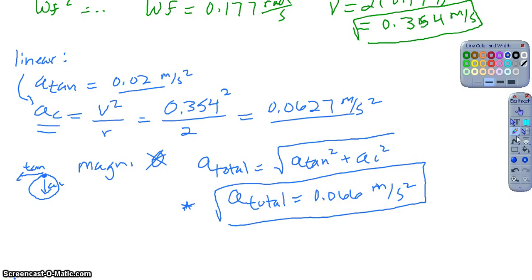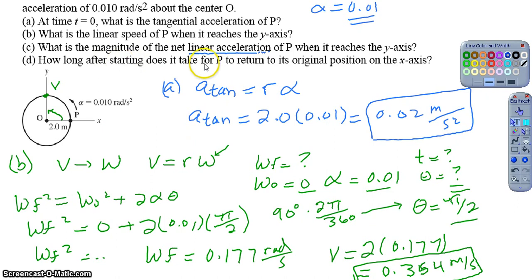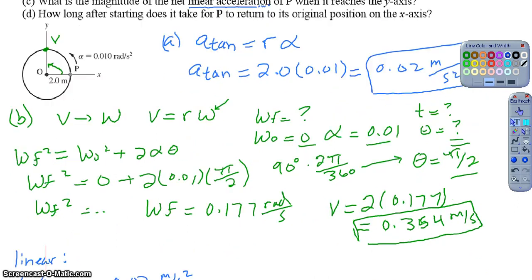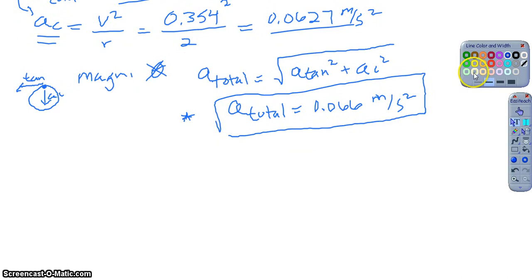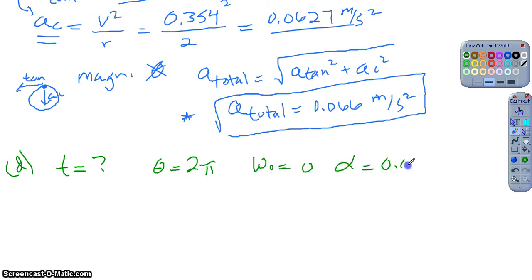And then finally, part D. Part D asks us, how long after starting does it take for P to return to its original position on the x-axis? Well, we're looking for the total time that it takes to make one revolution. So we are just going to come back to kinematics. We know that one revolution is 2 pi radians, and that's one of the big inclusions here. Otherwise, we know our initial angular velocity is 0, and we know our acceleration is a constant 0.01.